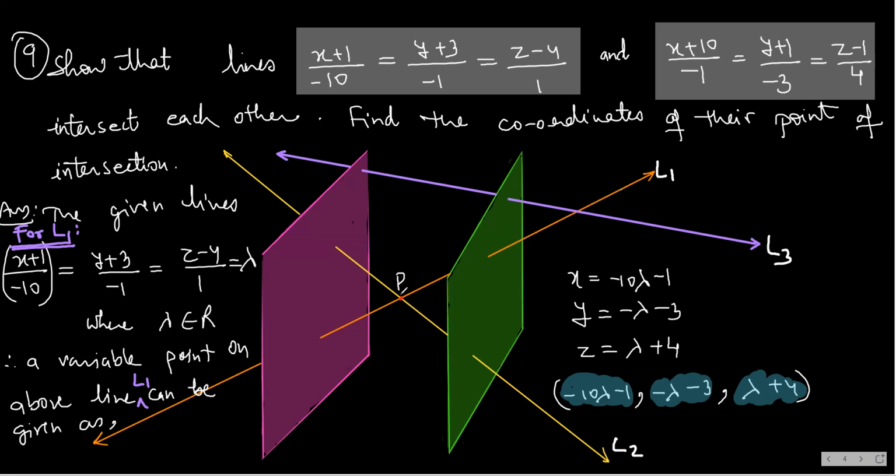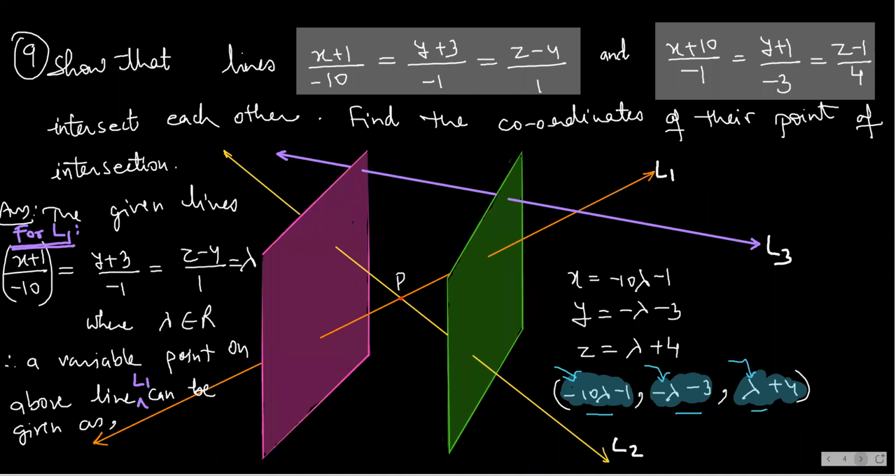So remember, students, this point P will also have its coordinates given by these three. The only thing is we do not know that lambda value. Even point P lies on L1, so point P can also be given by these three. Point P will have coordinates as this. Moreover, point P lies on L2 as well.